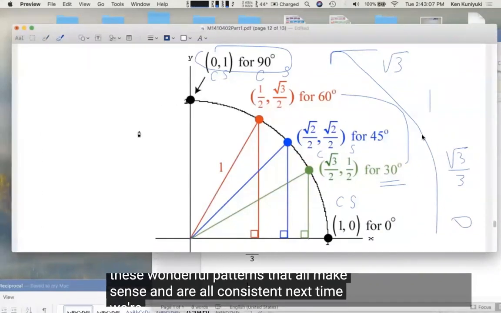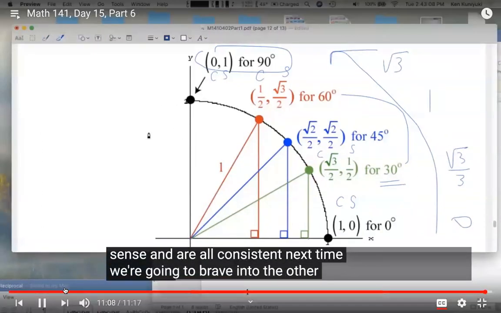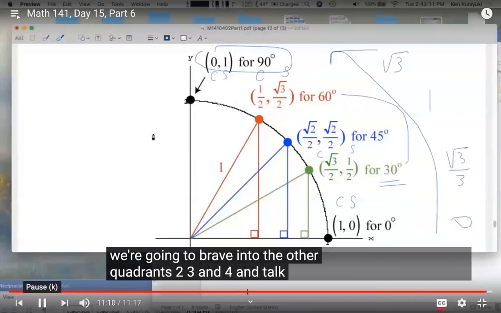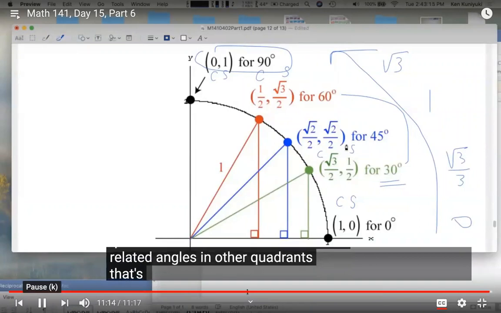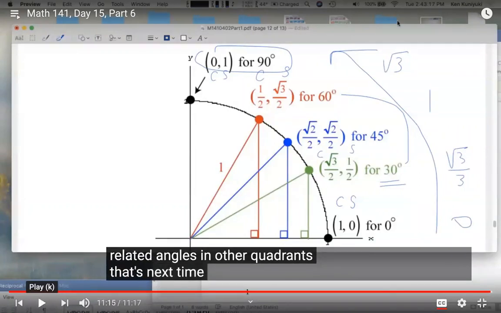Next time, we're going to brave into the other quadrants, 2, 3, and 4, and talk about the related angles in other quadrants. That's next time. Okay. Any questions? I know some people like to draw the whole circle. That's fine, but actually you don't have to if you understand the sign patterns, which we'll talk about maybe next week. Questions so far?